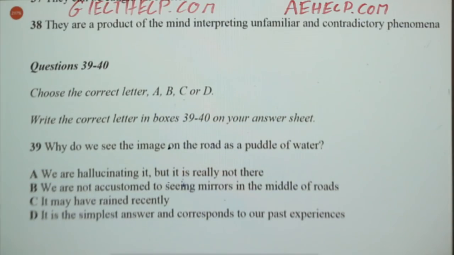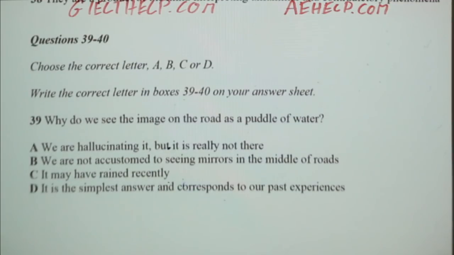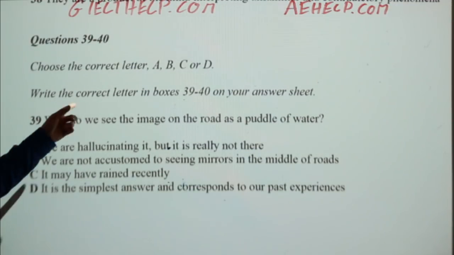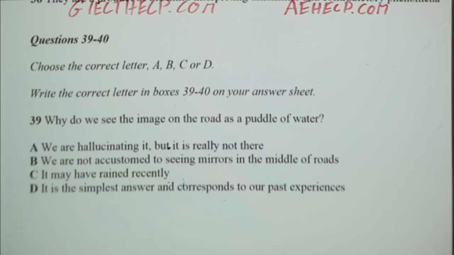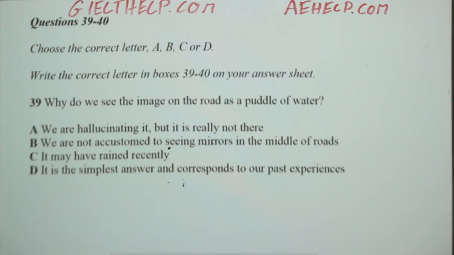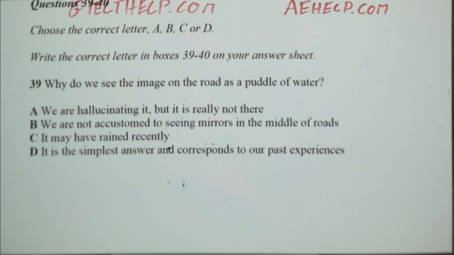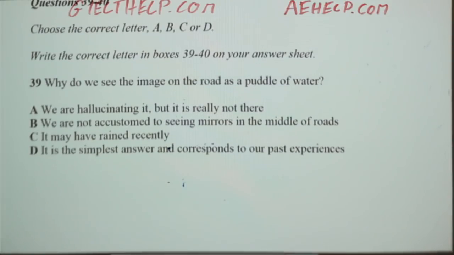All right. 39 to 40, write the correct letter, A, B, C, or D. Write the correct letter in boxes 39 to 40 on your answer sheet. Always read the instructions. Okay, don't skip the instructions. A lot of students lose points because they skip them.